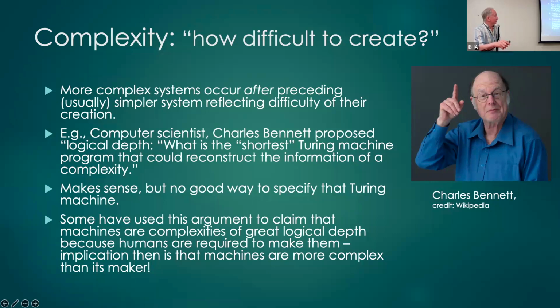And Charles Bennett, a computer scientist, came up with the shortest Turing machine, much like Kolmogorov, that could reconstruct the information of complexity. It makes sense, but then you have to be careful with some examples used in other places, that, well, a computer chip has greater logical depth than a human because computer chips were not possible in nature. You have to have a human. So a human has to come on that's sophisticated enough to make a computer chip. So the computer chip must be more complex. Well, that can be saved by saying, well, computer chips are not complex. They don't fit a lot of the characters needed for a complex system. But that mistake is made by some people, in my opinion. You can't use computer chips just as complex systems. If so, then they're more complex than the human, which they're not.